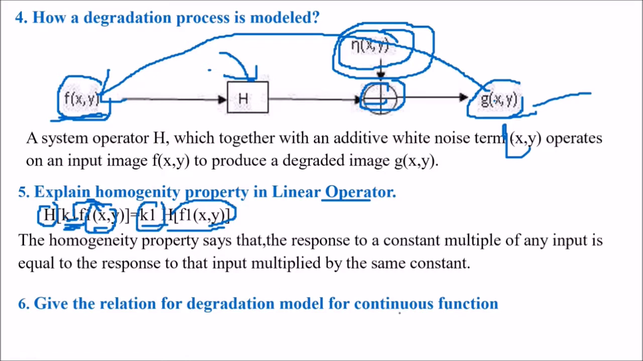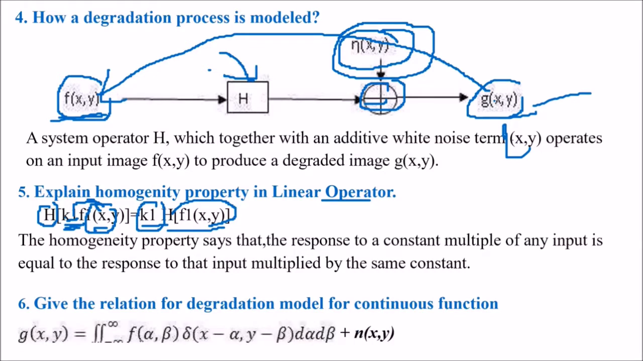Give the relation for degradation model for continuous function. This is the relation: g(x,y) is equal to the integral from minus infinity to infinity of f(alpha,beta) h(x minus alpha, y minus beta) d alpha d beta, plus eta(x,y). This eta(x,y) is what? This is the noise. So this is the relation of degradation model for continuous function. Minus infinity to infinity makes it continuous.